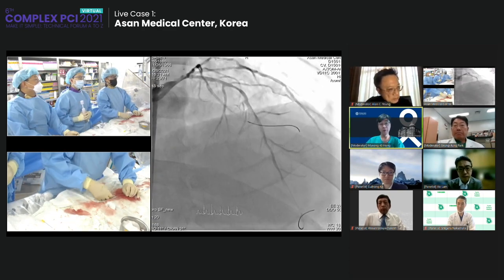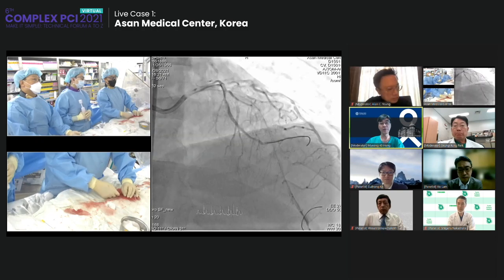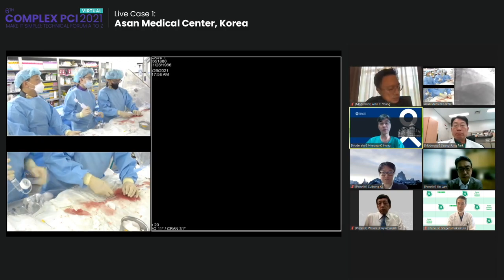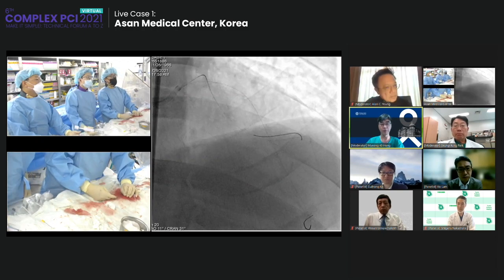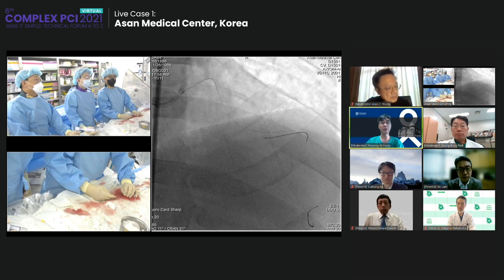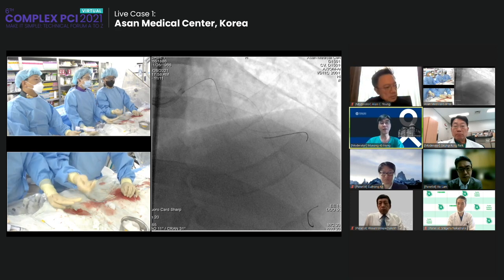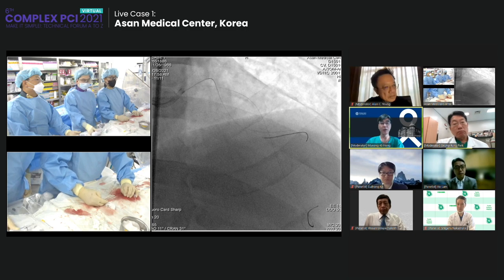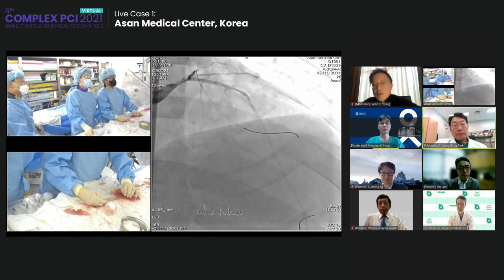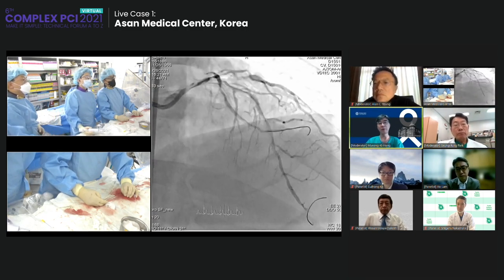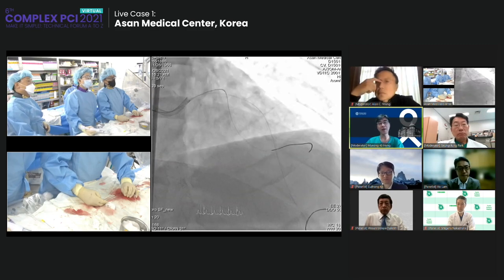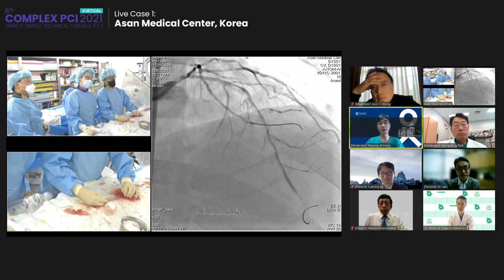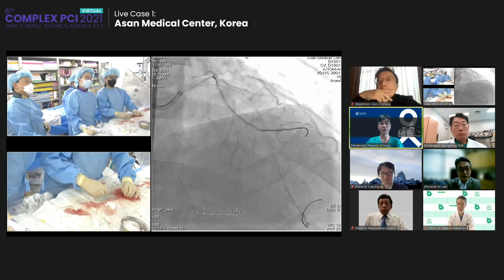So for the decision making for this patient, PCI is another good option. However, we think about what the final total stent length in this patient would be. Absolutely. If we deploy the stent to the middle or a little bit more distal, I expect the total stent length to be more than 100. Absolutely.